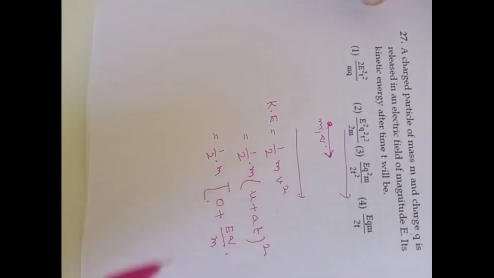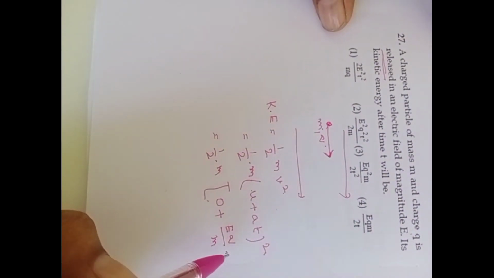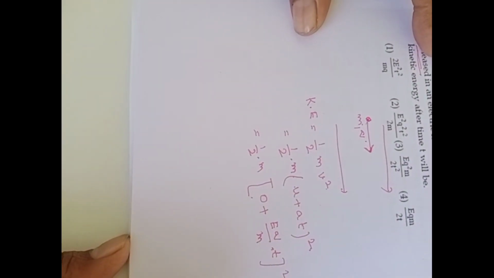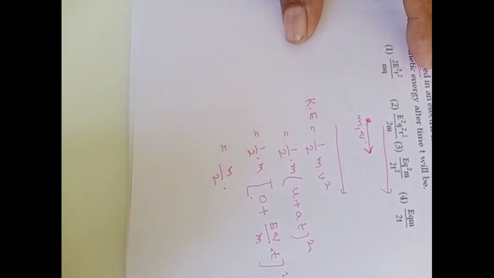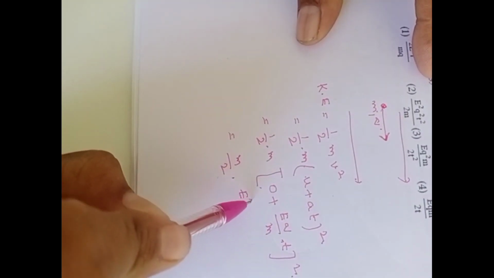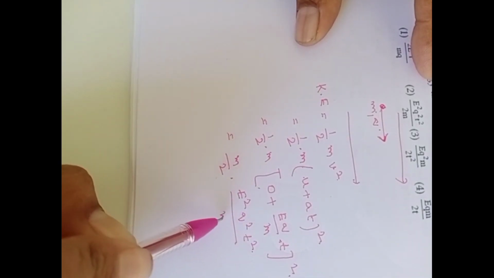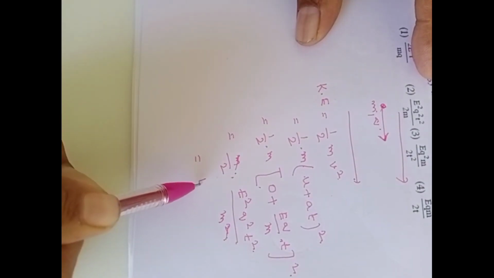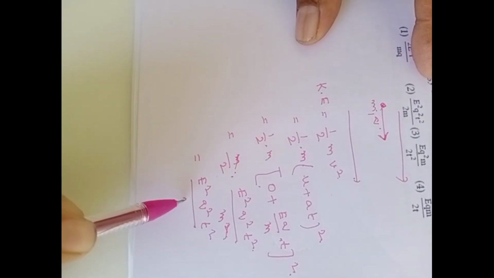What they gave? Released. Released means its initial velocity is 0. This is t whole square. If we expand this one, this is m by 2. Here, how much will be there? E square, q square, t square by m square. M will cancel. So, E square, q square, t square by 2m.